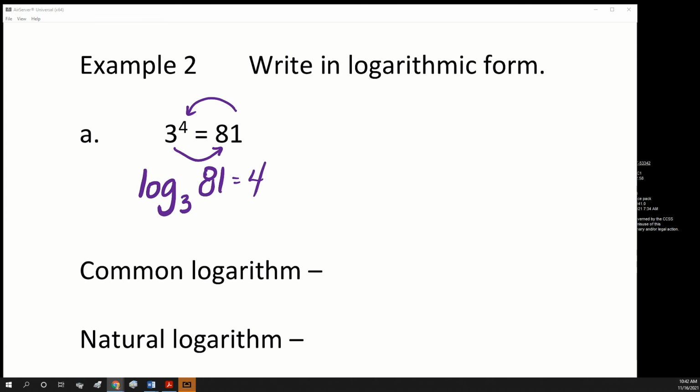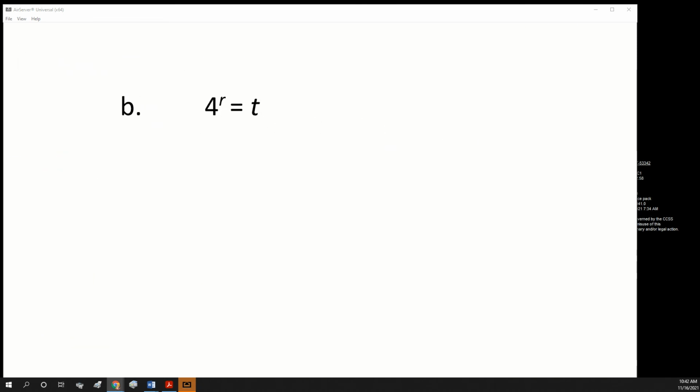All right, you guys try B on your own, please. All right, what'd y'all get? Good. Log base 4 of t equals r.